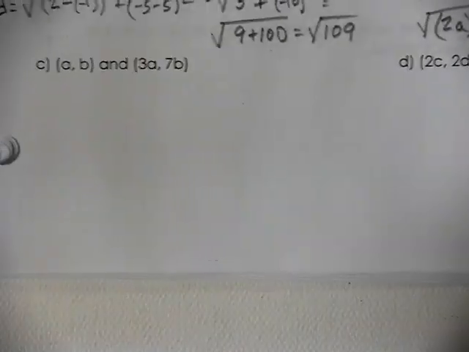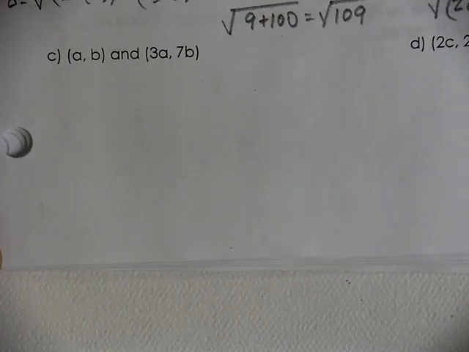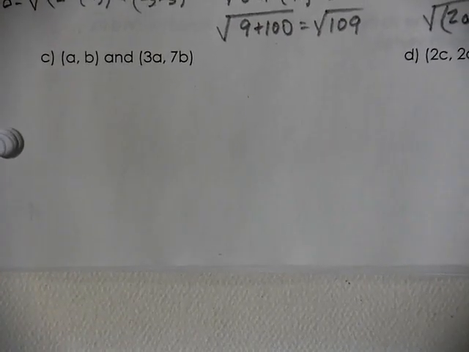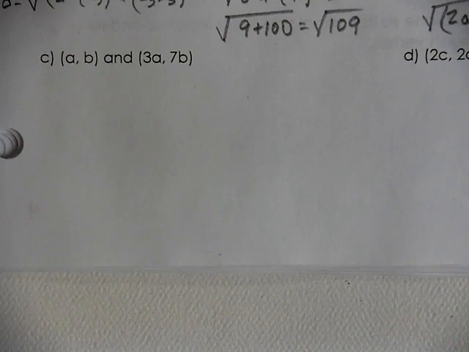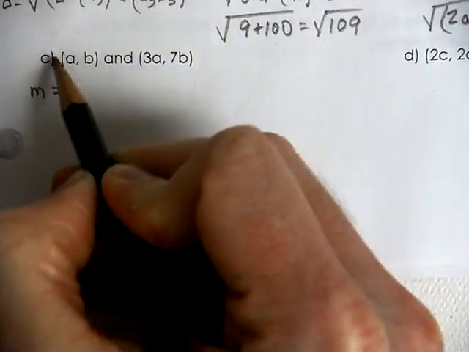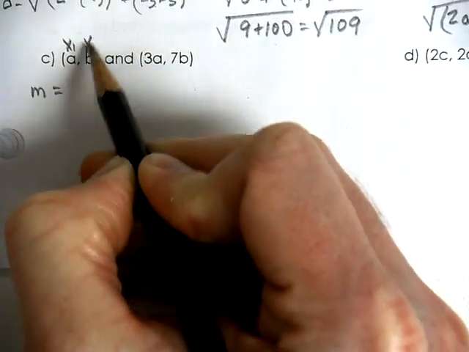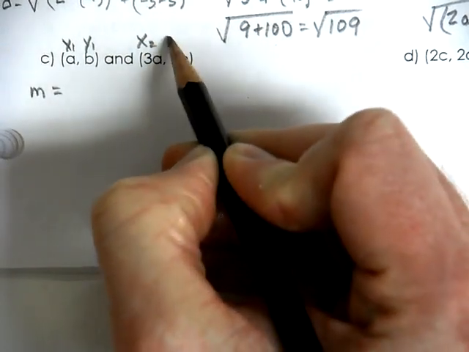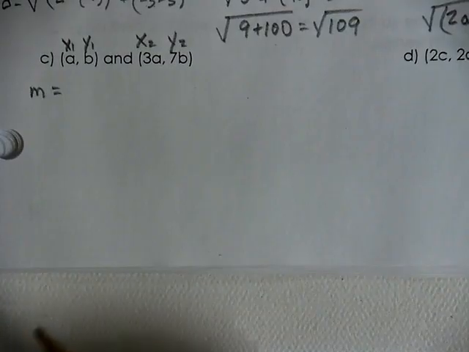Let's come on over here. Try it again. You're welcome to pause the video. Try to find the slope, the midpoint, and the distance, and then come back and check your work. Our slope, we have x1, y1, x2, y2. Be sure to label your points.